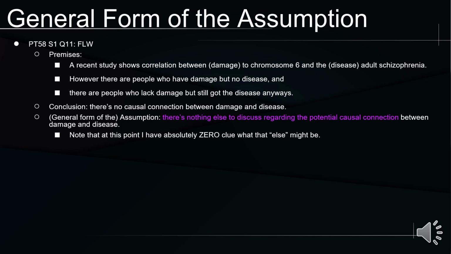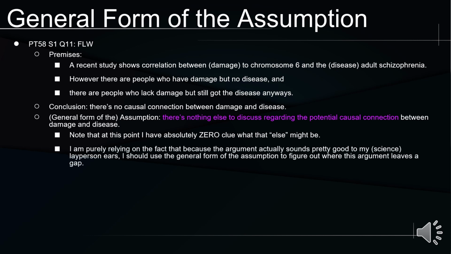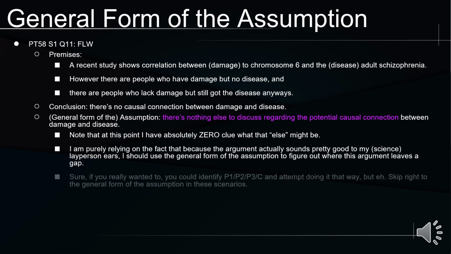So I want to note at this point that even though I have come up with a sort of quote unquote pre-phrase that's in purple here, I have absolutely zero clue what that other stuff might be. I don't have the scientific knowledge or just general creativity, I guess, to predict what that thing that they've failed to discuss actually should be. I just know that there's something else out there and that I should be able to recognize it when I see it. I am purely relying on the fact that because the argument sounds pretty good to my, at least in terms of science, layperson ears, I should just fall back on using the general form of the assumption to try to figure out where this argument leaves a gap for me to exploit.